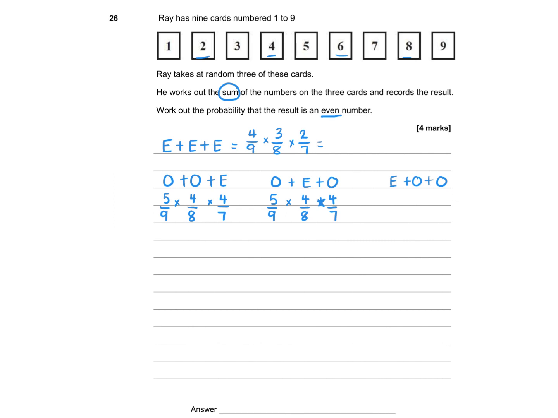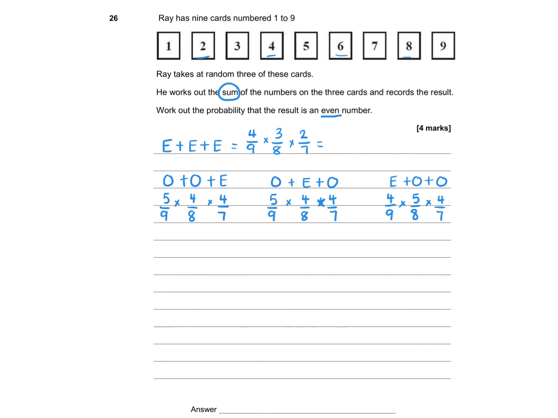And then lastly, we choose an even card first, which is 4 out of 9. And then we choose our odd card, where there's 5 out of 8. And then we've already chosen one of the odd cards, so instead of there being 5, there's only 4 left out of 7. So all the tops are 4, 4, 5, and all the bottoms are 9, 8, 7.